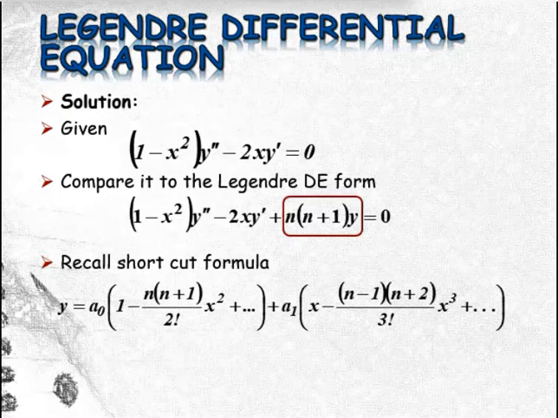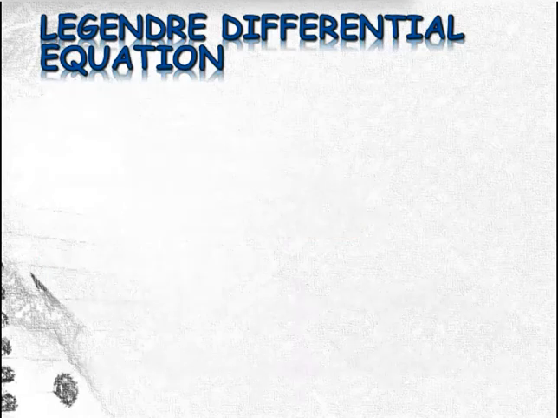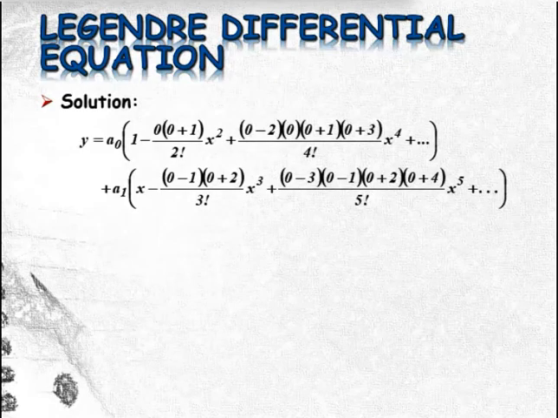So it is a linear combination of two power series. Let us substitute n equals 0 to the derived formula and you will end up with this expression. So y equals a sub 0 times 1 minus 0 x squared and so on plus a sub 1 times x minus (0 minus 1) times (0 plus 2) over 3 factorial times x cubed and so on. This is the solution if we include a third term that is for x to the fourth and another third term for the odd power that is x to the fifth.